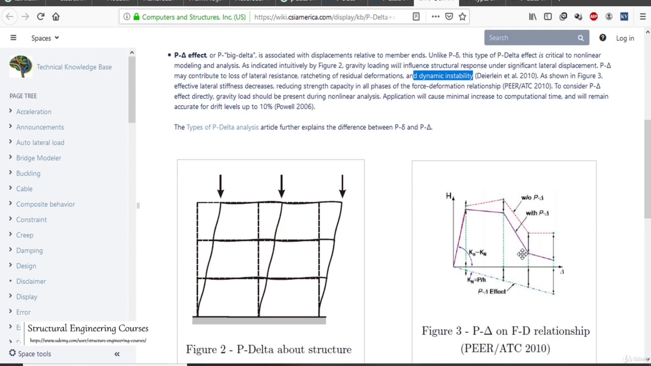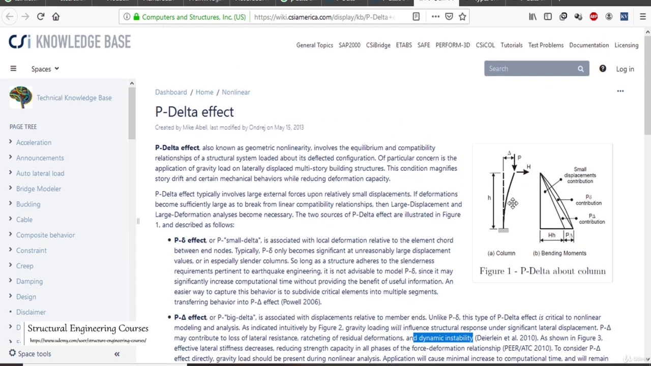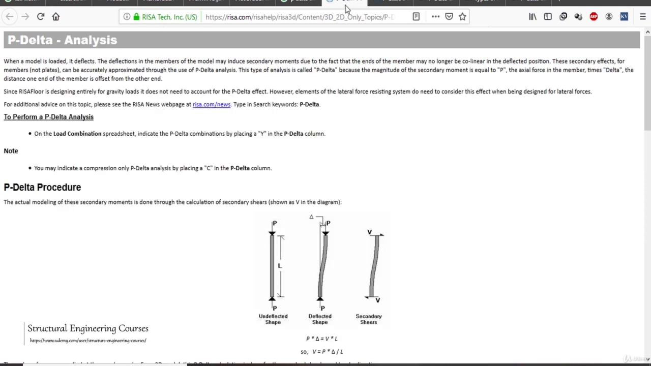So this is the figure that has been taken from ATC 2010 PEER, that is, Pacific Earthquake Engineering Research Institute. And to consider the P capital delta effect directly, gravity loading should be present during the nonlinear analysis, otherwise it is of no use. Its application will cause minimal increase in computational time and it will remain accurate for drift levels up to 10%. So this was the simple brief introduction to P capital delta and P small delta.